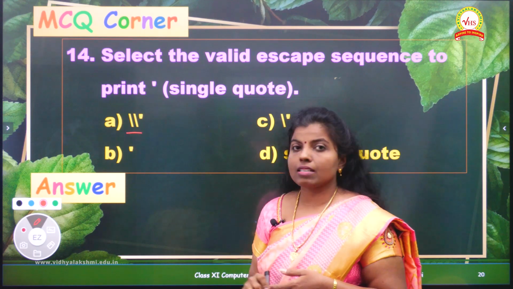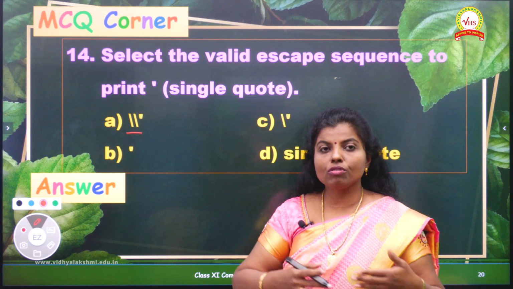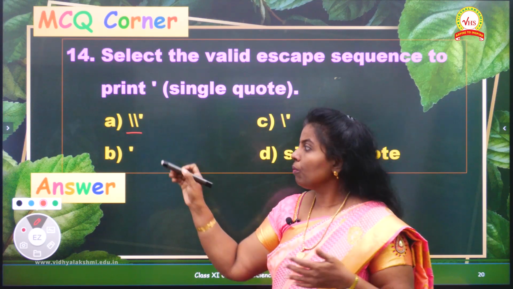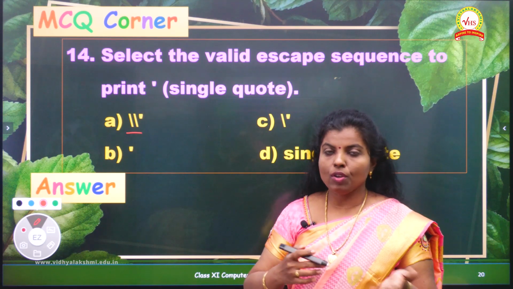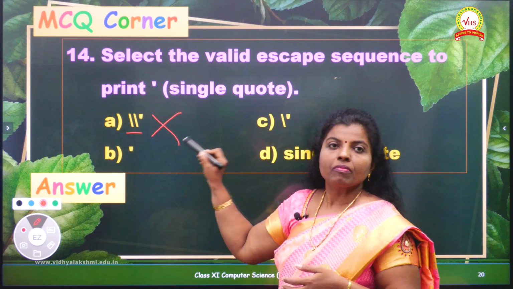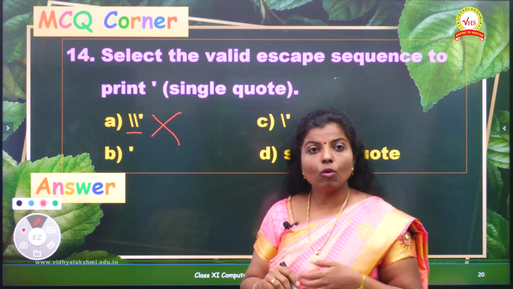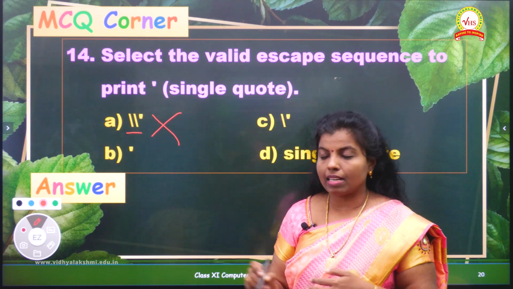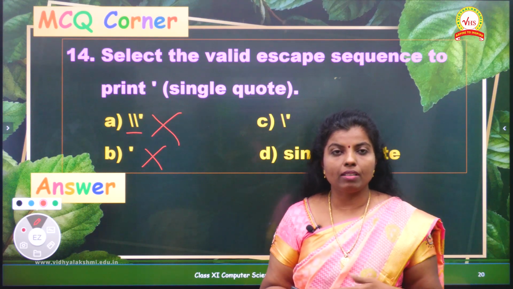Here, this double backslash will be executed and it will be printing a backslash. So this is not the escape sequence for the single quote. The double backslash will be considered as an escape sequence for backslash. So this is not going to be the valid escape sequence to print the single quote. And here only single quote is given, but as an escape sequence it should begin with the backslash. So this is also not going to be the valid escape sequence to print the single quote.